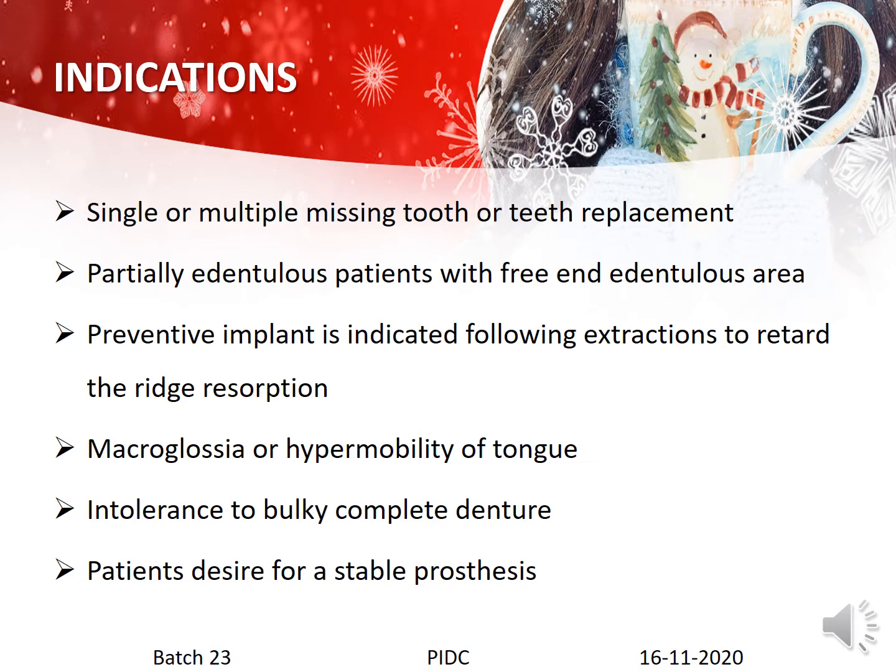Next important indication is your preventive implant, which is indicated following extractions to retard the ridge resorption. Next is macroglossia or hypermobility of the tongue, which can be controlled if the teeth are placed. Intolerance to bulky complete denture. This is one of the major complaints which patients have, where they say that they are not able to comply with the removable denture which comes off every time. So in those cases, they go in for implants. Patient's desire for a stable prosthesis.